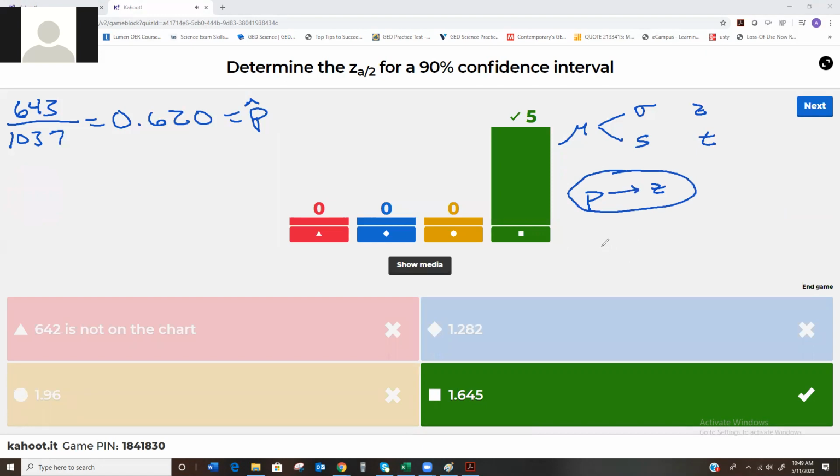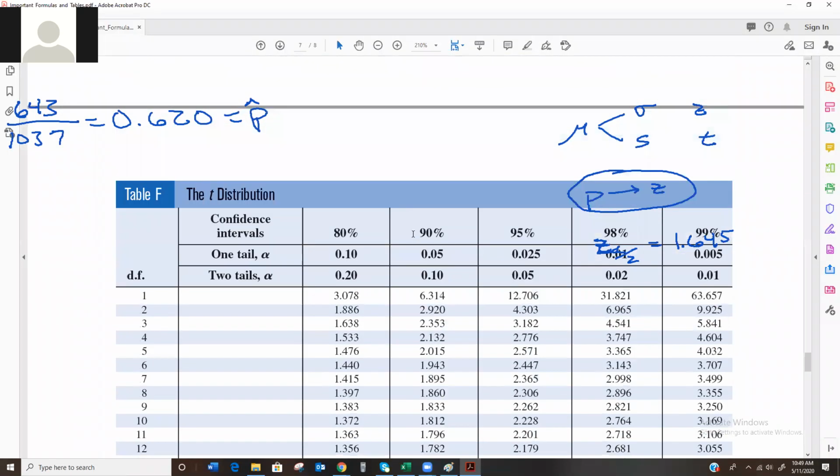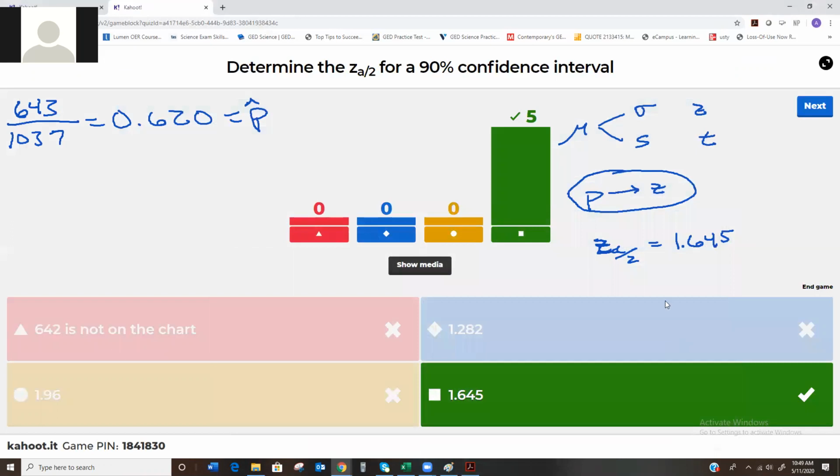Okay, perfect. So we'll write this down here. Our Z sub alpha over 2 is 1.645. And we got that from knowing, since it's a p, we're doing a Z. That looks kind of like a T. Let me fix my Z here. Okay, so since we know it's a p, we're doing a Z, we go to the chart and we pick 90% confident, and we go all the way down to the bottom, and that's 1.645. So that's what we're going to use for our Z sub alpha over 2.